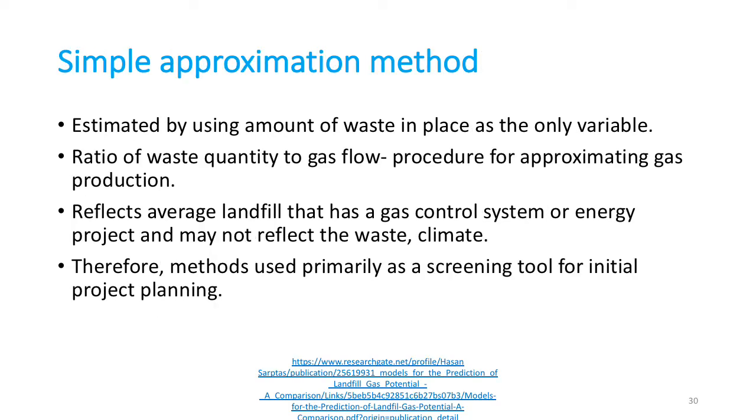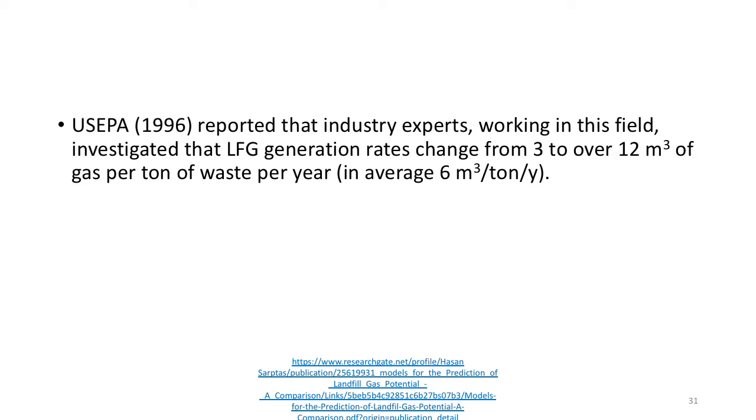Starting with the simple approximation method, in this only the amount of waste is taken to estimate the gas. The ratio of waste quantity to gas flow is the procedure for approximating gas production. It reflects only the average landfill that has a gas control system or energy project, and it may not reflect the waste and climate. Therefore, this method is primarily used as a screening tool for initial project planning. According to a report by the US EPA, the LFG generation rate ranged from 3 to 12 cubic meters of gas per ton of waste per year.